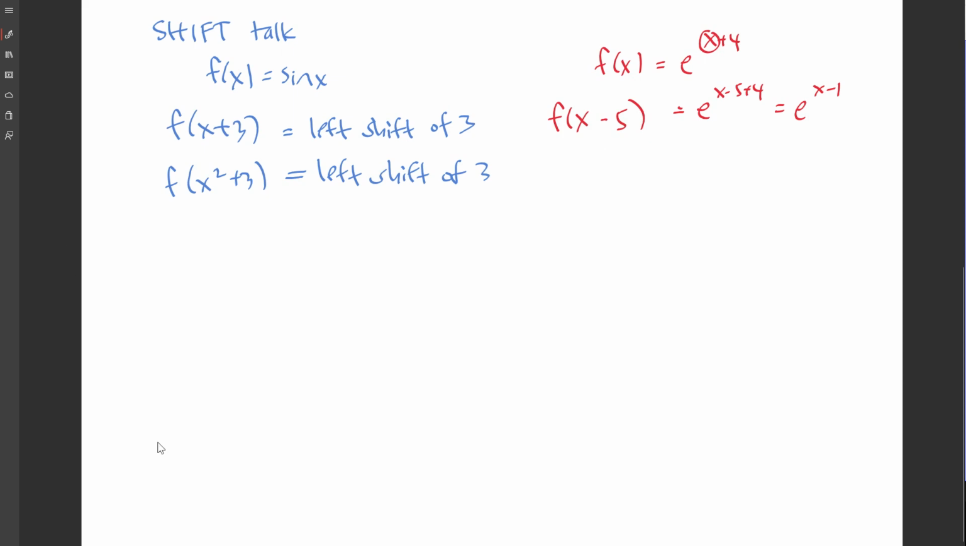All right, and right now I'm just looking at shifts. So what would this shift mean? This would be a right shift of 5. Okay. What if I had something like this, f of x minus 5? That is also a right shift of 5. That would also be considered a right shift of 5.